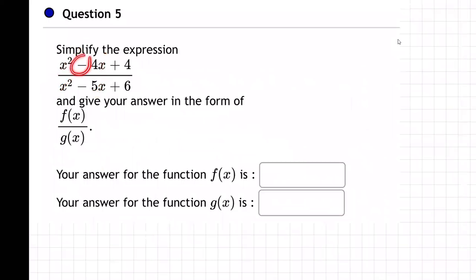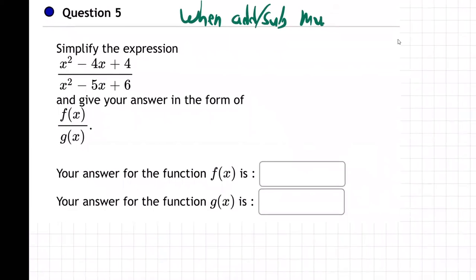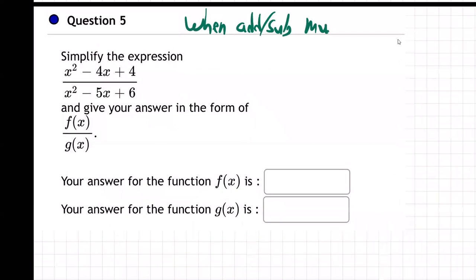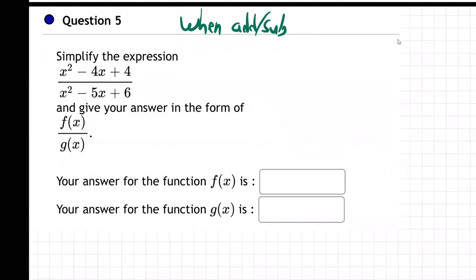It's because we have adding and subtracting, right? Whenever you have adding, let me write the rule up here. So when we have adding, subtracting, we factor. So in other words, what I'm saying is we have to factor.